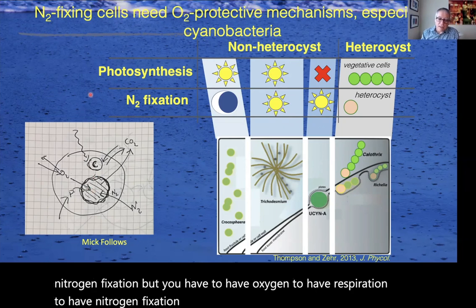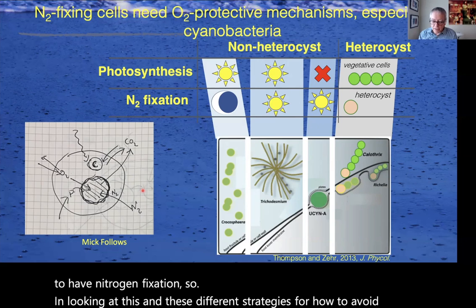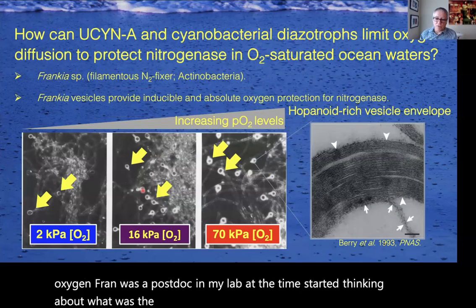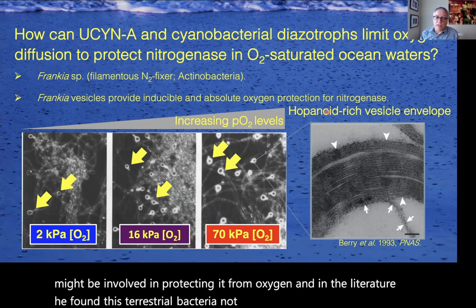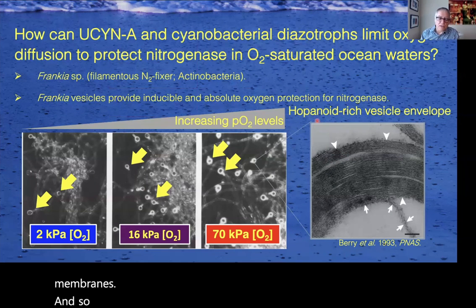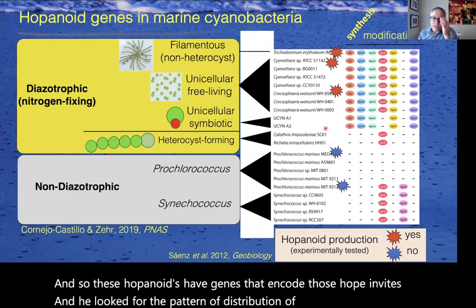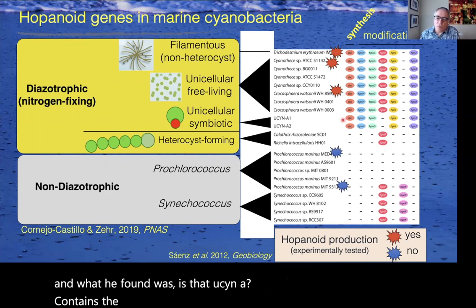So in looking at this and these different strategies for how to avoid oxygen, Fran was a postdoc in my lab at the time, started thinking about what was the composition of the cell wall of UCNA that might be involved in protecting it from oxygen. And in the literature, he found this terrestrial bacterium, not a cyanobacterium, that uses lipids called hopanoids that slow the oxygen diffusion across membranes. And so these hopanoids have genes that encode those hopanoids, and he looked for the pattern of distribution of hopanoids, and what he found is that UCNA contains the genes for these hopanoids.